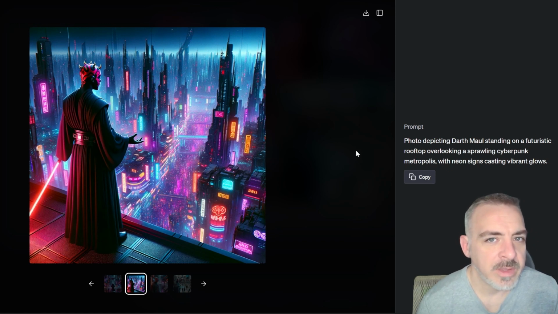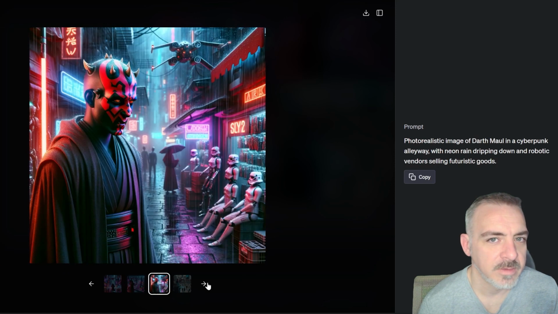This is a good one too. I'm not sure why he's holding his lightsaber like that. But this is just a great shot of him just kind of looking down into the city. This one might be my favorite.